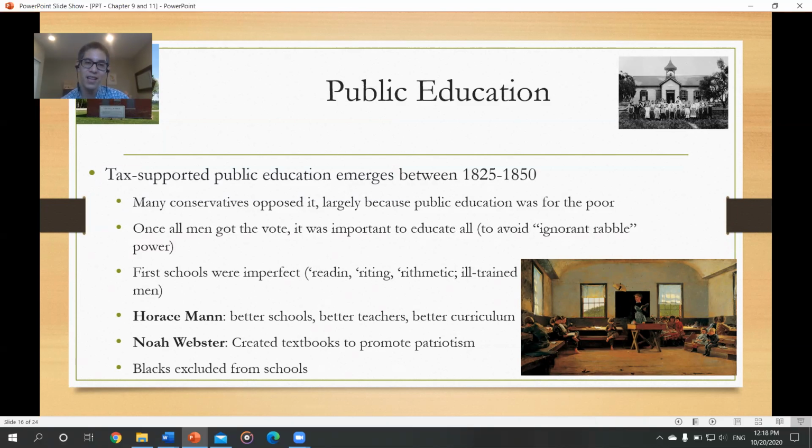And there begin to be some leaders who call for a reformed public education. Horace Mann, who's kind of the father of public education in America, calls for better schools, better teachers, and better curriculum. And Noah Webster, who you might know from Merriam-Webster, the dictionary, creates textbooks to promote patriotism, to tell the American story.